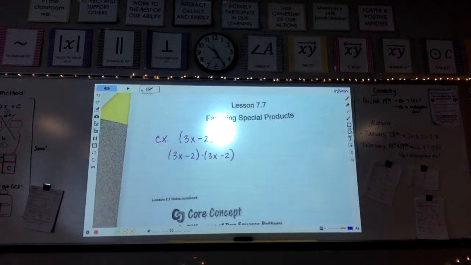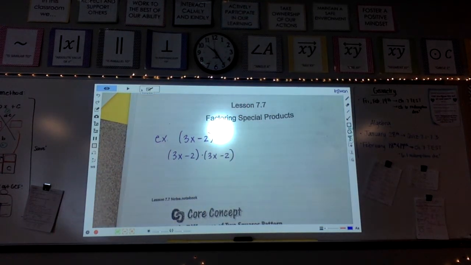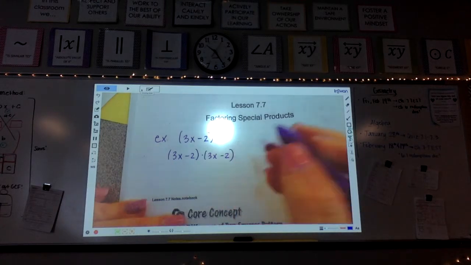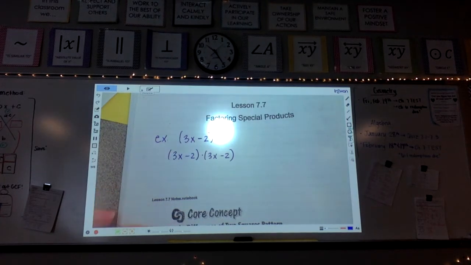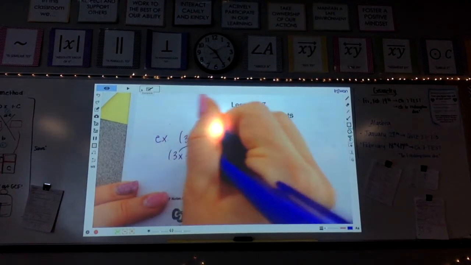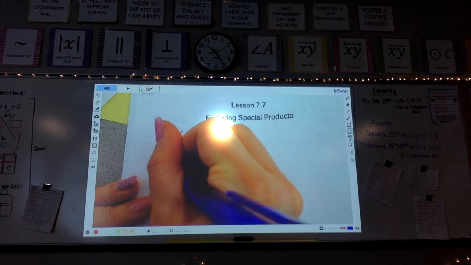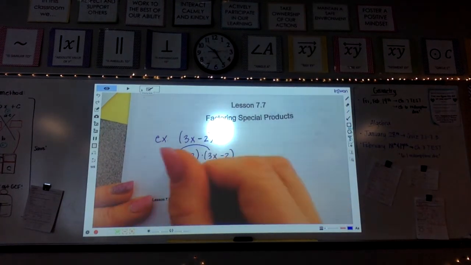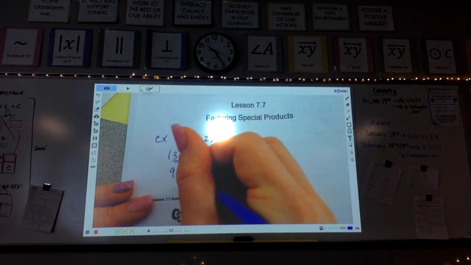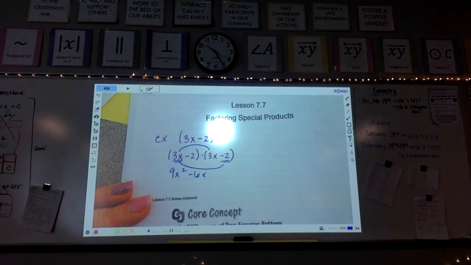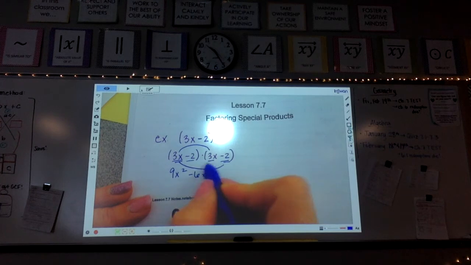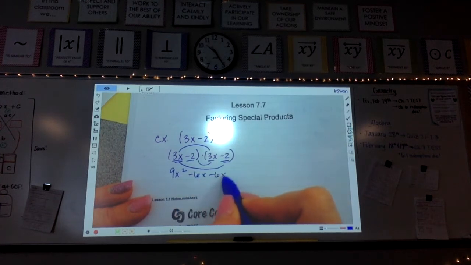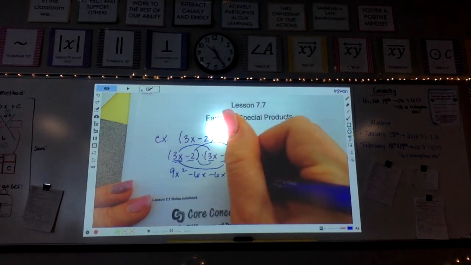You just write it twice, and then you multiply it. You can do box method, distribution, FOIL, whatever you want. I want this to go quick, so I'm going to do FOIL. First times first, 3x times 3x is 9x squared. Outside, 3x times negative 2 is negative 6x. Inside, negative 2 times 3x is negative 6x. And last, negative 2 times negative 2 is positive 4.